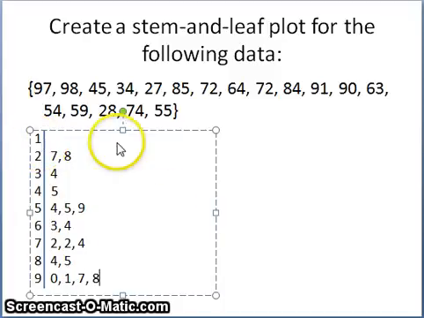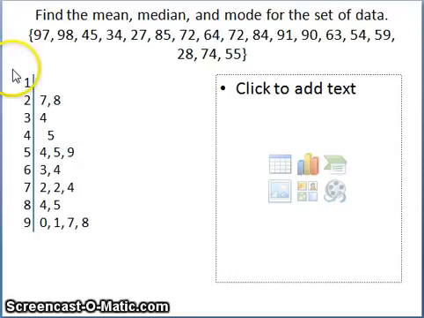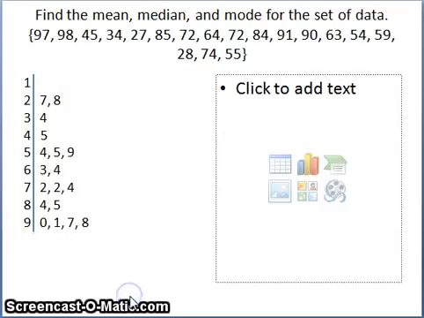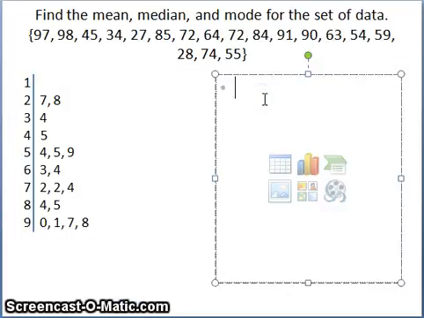So again, from this stem and leaf plot, I can actually see what the list of numbers originally was. I can see that the smallest number was 27. I can see that the biggest number was 98. And, possibly more importantly, I can also use it to find the median, mean, and mode. So here's that stem and leaf plot again, and I'm going to use it to find the mean, median, and mode.